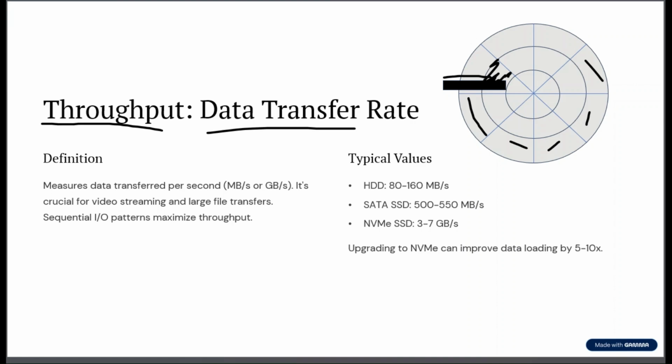Now here are some typical values for different types of disks. For hard disk it is 80 to 160 MB per second. For SATA SSDs it is 500 to 550 MB per second, and for NVMe SSD it is 3 to 7 GB per second. Upgrading to NVMe can improve the data loading by 5 to 10 times.